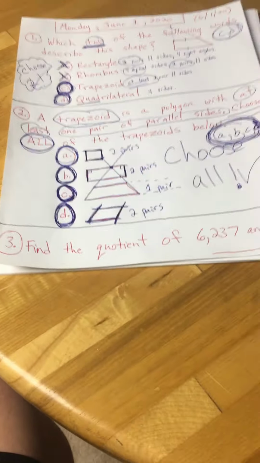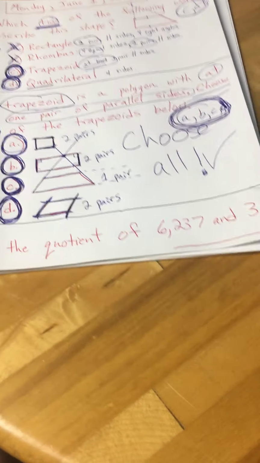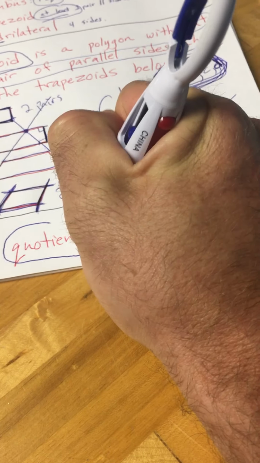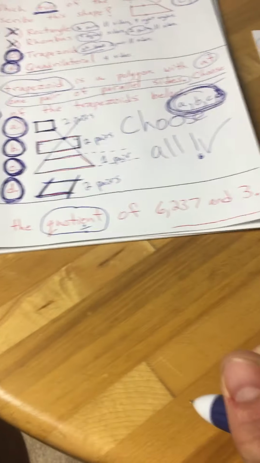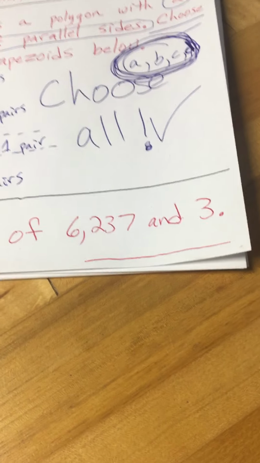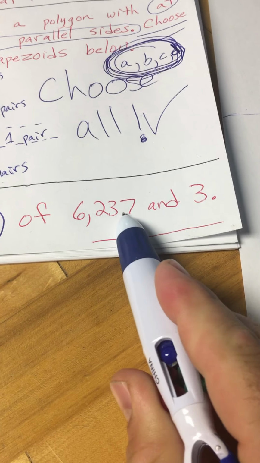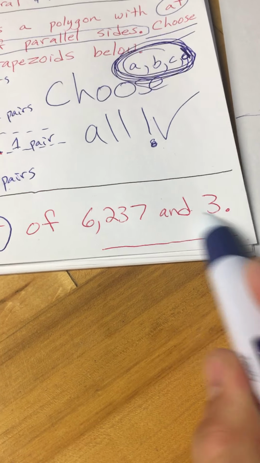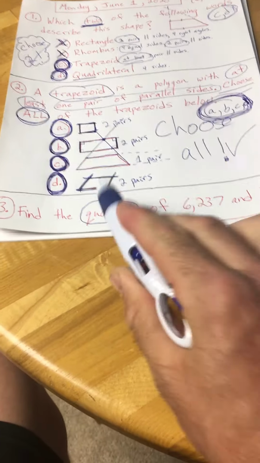Okay, so now number 3, last one. Find the quotient of 6,237 and 3. So quotient is the answer to a division problem. So we are dividing 6,237, and we're dividing that by 3. We're basically taking 6,237 and breaking it into, or dividing it into, 3 equal groups to find the quotient.